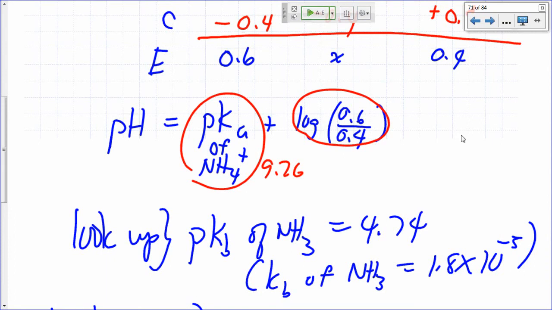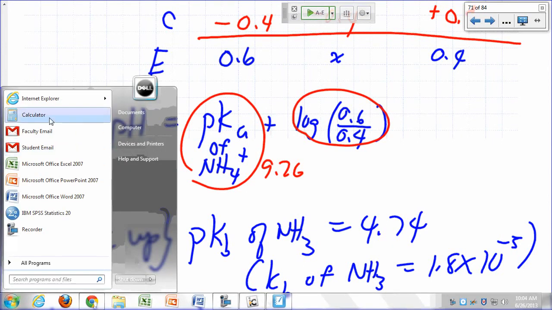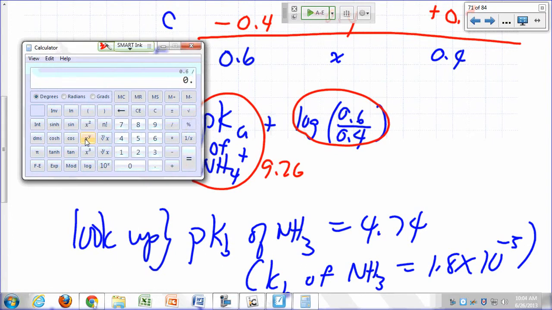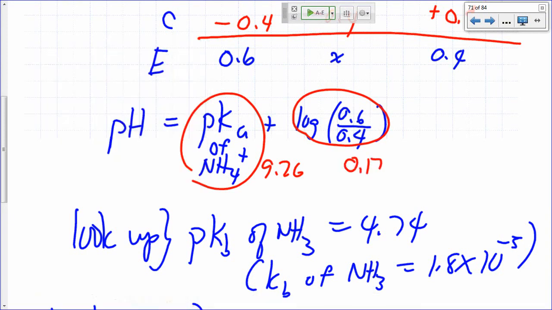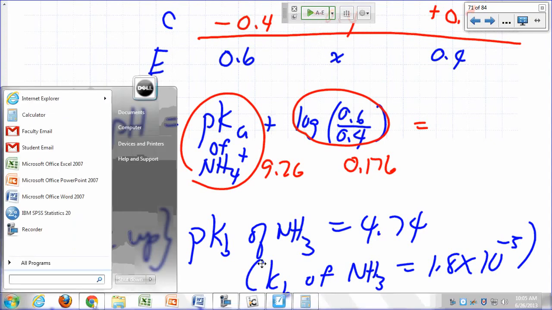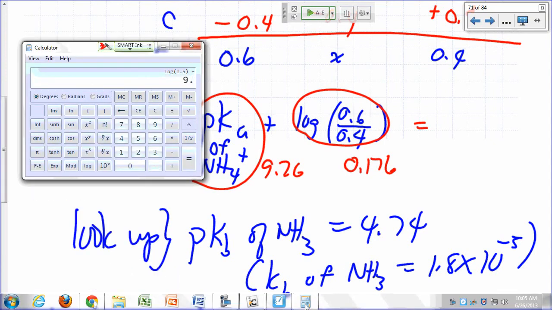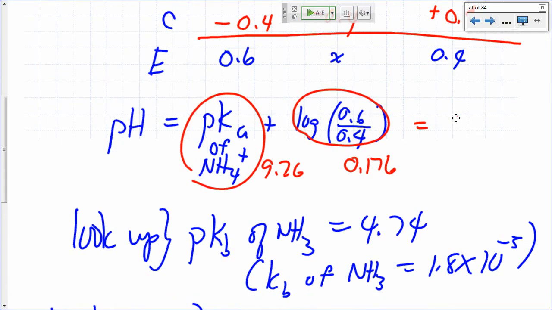And what's log of 0.6 over 0.4? 0.6 divided by 0.4, that's 1.5. Take the log of that. That's 0.176. So what's 9.26 plus 0.176? That's 9.43. That's the pH of your mixture.